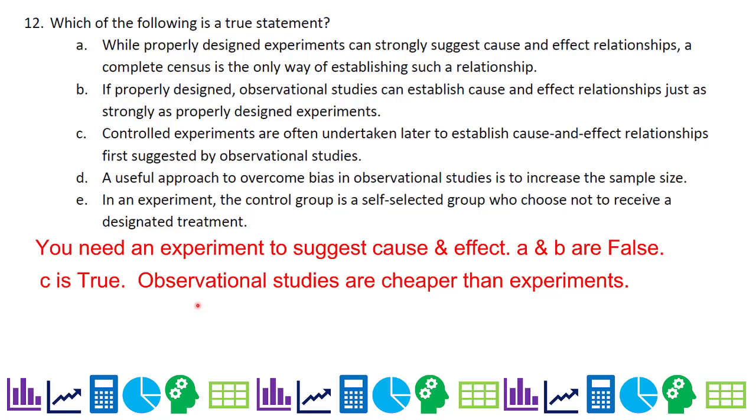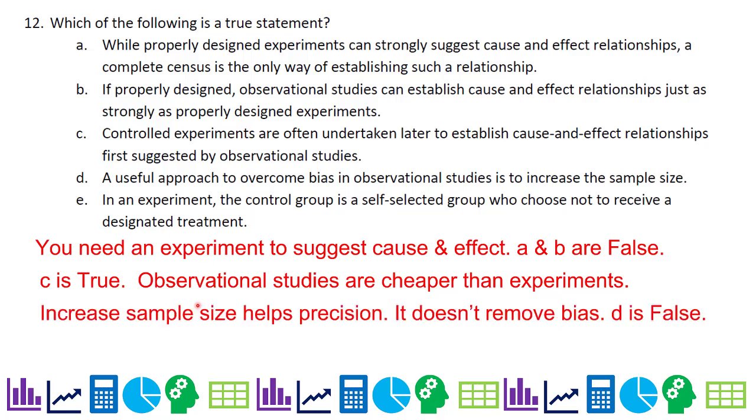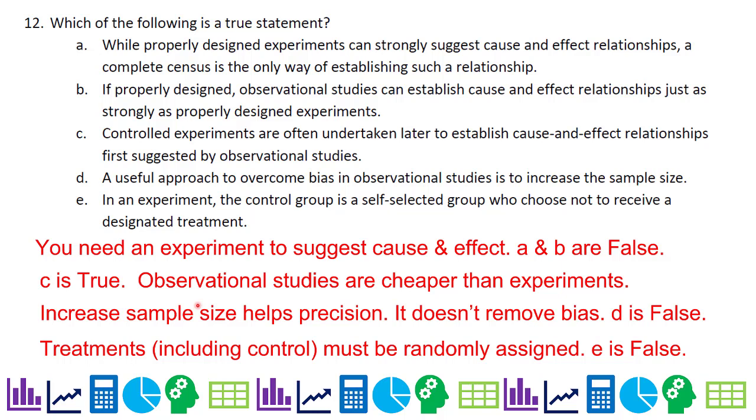D, a useful approach to overcome bias in observational studies is to increase the sample size. Sadly, not true. It helps precision, but it doesn't remove bias. In an experiment, the control group is a self-selected group who choose not to receive a designated treatment. Treatments, including controls, must be randomly assigned. E is false. C is true.